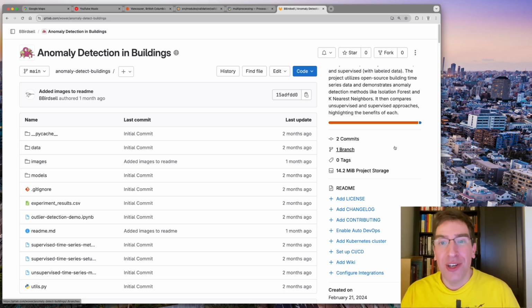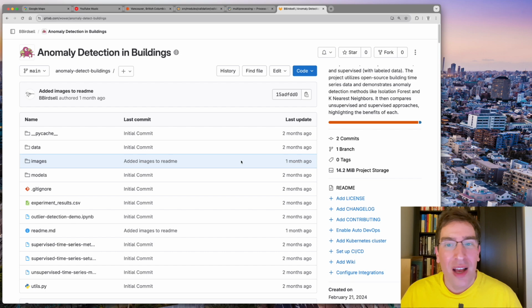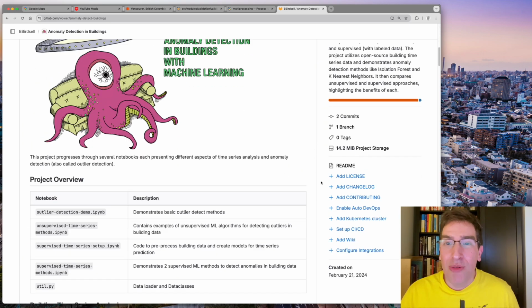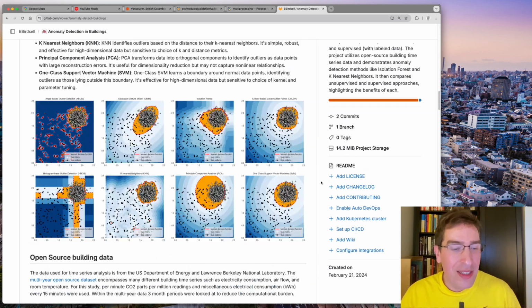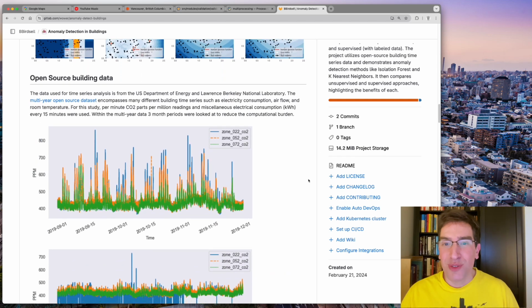Here is the code repository where all this information can be looked at. The link to this repository is in the comments to this video. I'm turning to the README now because it's nicely organized. But I wanted to highlight the open source data set that I used for this analysis.